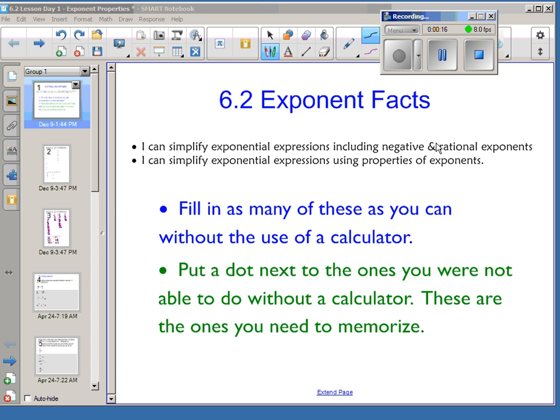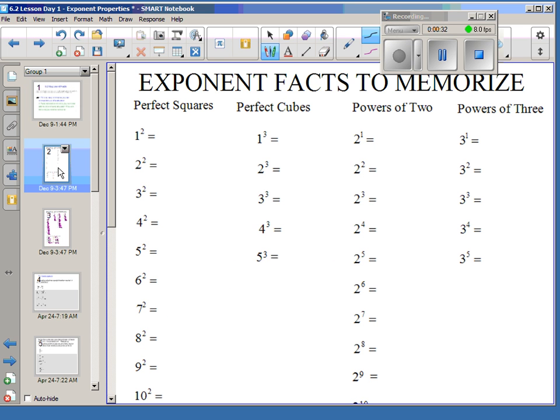Before we get started on that though, the first thing I'd like you to do is to take out your blue sheet that says exponent facts to memorize on top of it. Fill in as many of those as you can without a calculator. The ones that you don't know, put a dot by those. Then when you're done filling in the ones that you already know, grab your calculator and work on those ones for a while and fill in the rest of your sheet. You can pause the video now to go ahead and fill that in.